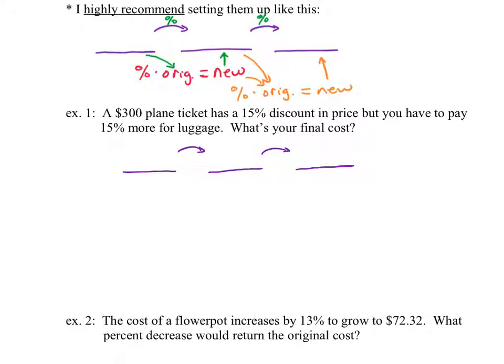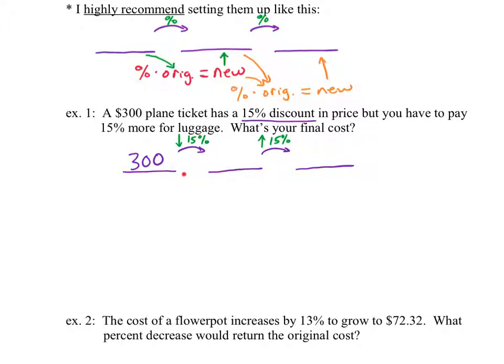All right, so the very first one is going to be the $300. And our first percent change is a 15% discount. In other words, it's going down by 15%, and that is going to give us this middle number here. But then we have another percent change. We need to pay 15% more, so after that we're going to go up by 15% to get our final cost.